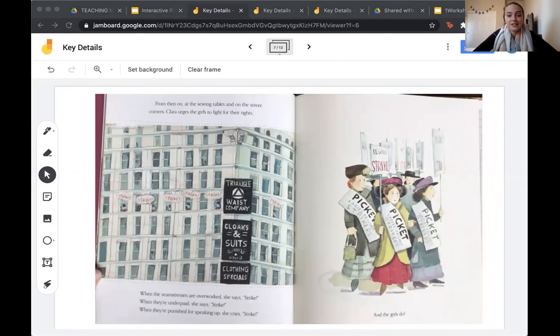Now I want you guys to turn to a partner, talk with a friend, and think of a key detail that could come from this page. Remember to look at the picture, then write down your key detail on your sticky note page. Time to pause.